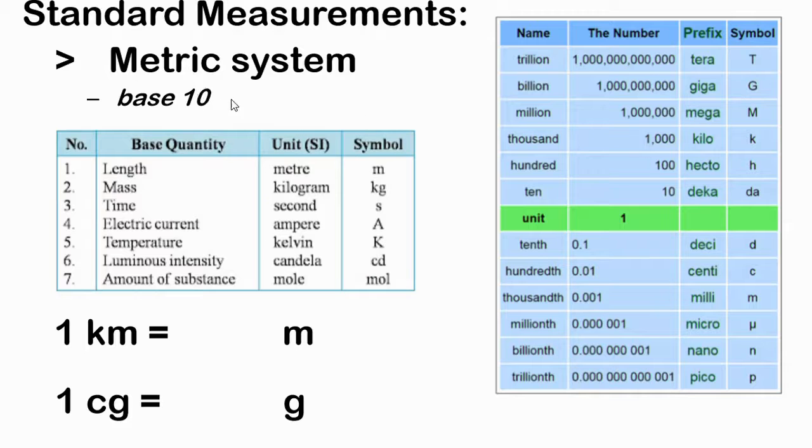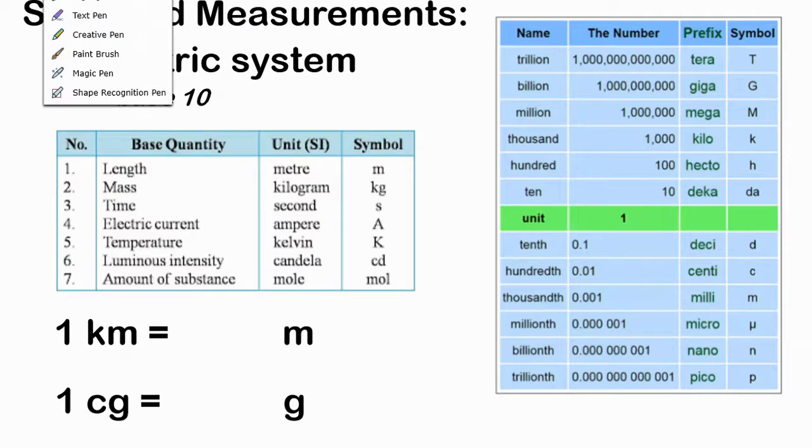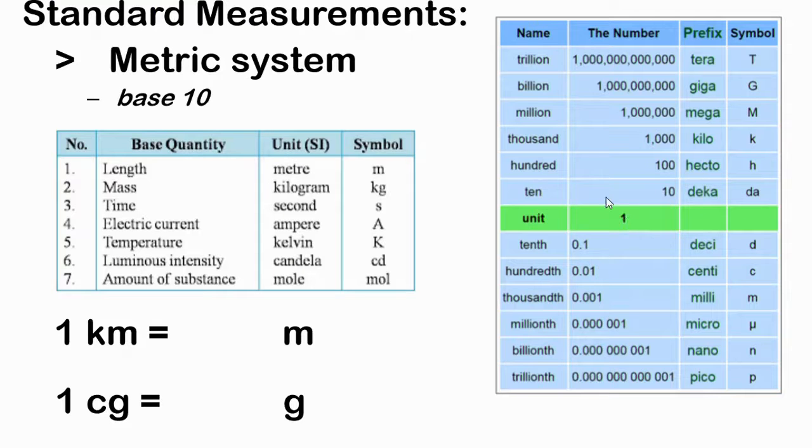The metric system is a system of base 10. What do I mean by base 10? Base 10 means that the standard unit is 1, and then everything from there is scaled up or down by a factor of 10. So if our unit is 1, to get to the next step, or deca, we just multiply it by 10. To get to 100, I just multiply that by 10. So 1 times 10 times 10 is 100. To get to 1,000, I just do 1 times 10 times 10 times 10, and I get to 1,000 or kilo.